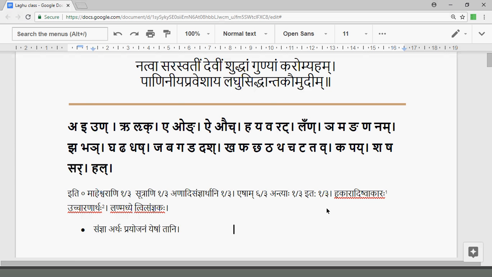Then he says, Hakaradishu akaraha uccharanarthaha. Hakaradishu. So there is a sandhi here. Hakaradishu akaraha. Hakaradishu is what? Saptami bahuvachana. Hakaradishu akaraha uccharanarthaha, Prathama ekavachana.